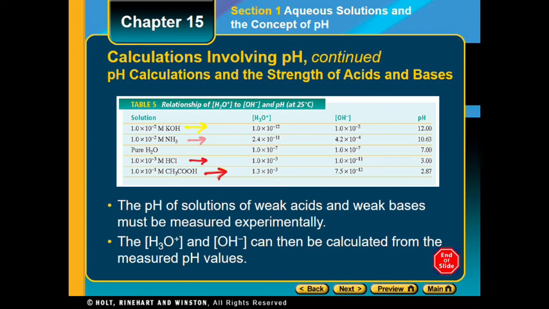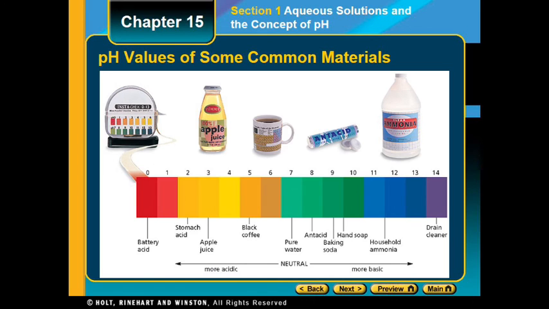So we got our two bases at the top, strong and weak. Two acids at the bottom, strong and weak. And you can see that the pH of solutions of weak acids and weak bases have to be measured experimentally. They're not going to be as easy as your strong acids and strong bases. So they will have to be found out experimentally. And this is just wrapping up some of the ones that I had showed you earlier, where they fall out on your pH scale, what is considered more acidic and more basic.